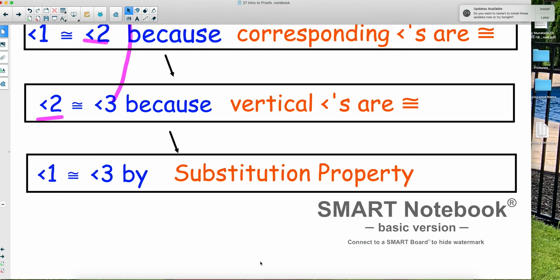Okay? And that's the first day of proofs. Very basic. It's things that we've done. We've talked about vertical angles, corresponding angles, substitution, so on and so forth. There is a practice that you want to try. And we will begin proofs day 2 on Monday. Have any questions, please reach out.